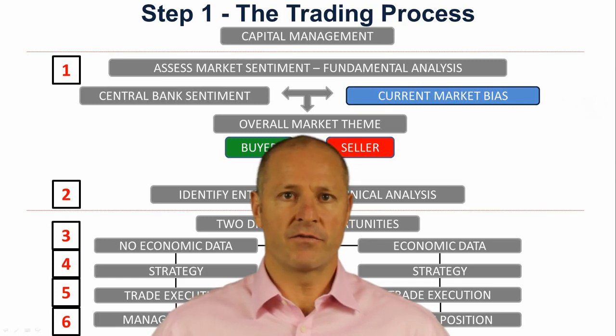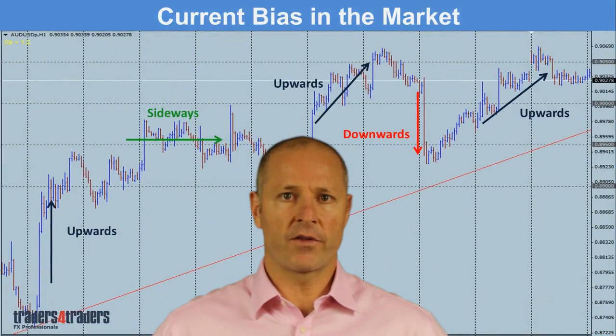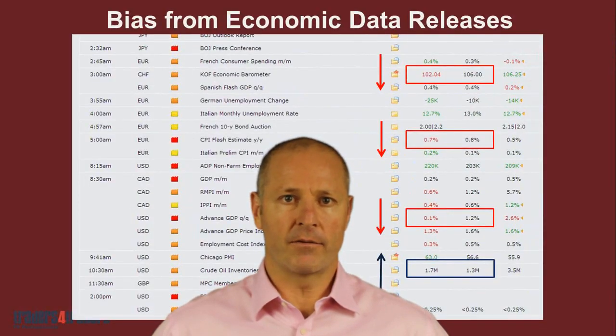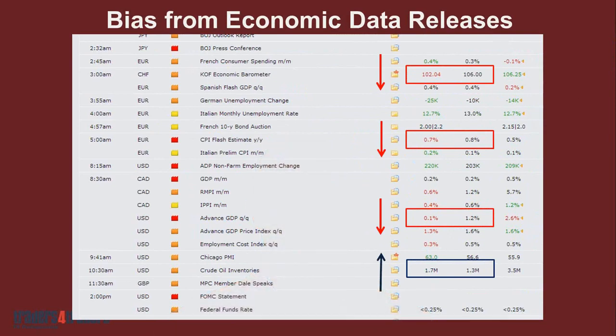The current market bias is very important to short-term trading in particular. By looking at the charts and economic numbers from the previous session, we can work out whether the currency's got a general bias, if it's going up or if it's going down. But the upcoming economic numbers themselves, this is where they come into play and can really impact the general bias of the market going forward.